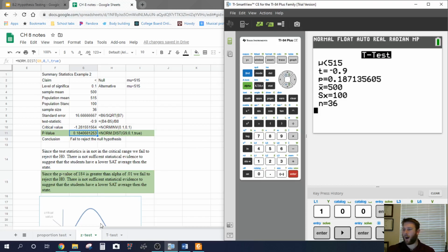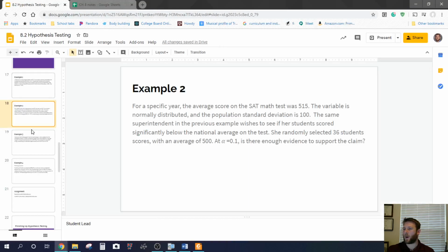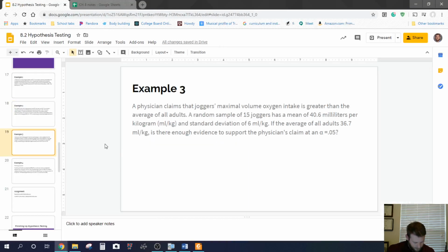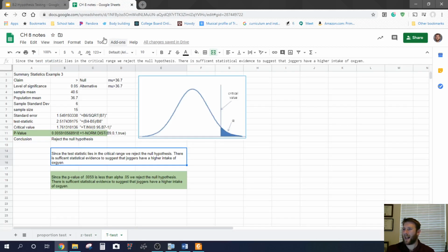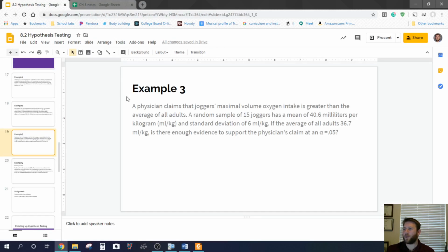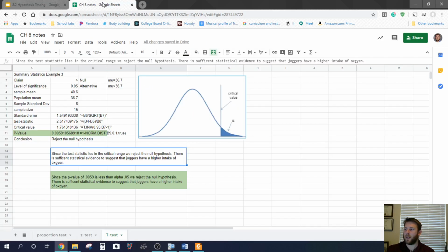Okay, moving on to our next example. We have a physician who claims that a jogger's maximal volume oxygen intake is greater than the average of all adults, a random sample of 15 joggers. We're familiar with this already. We've done several examples of this. So this is a t-test because our sample size is less than 30 and we do not know our population standard deviation. So now here's my information from before, my null, my alternative, same information, level of significance.